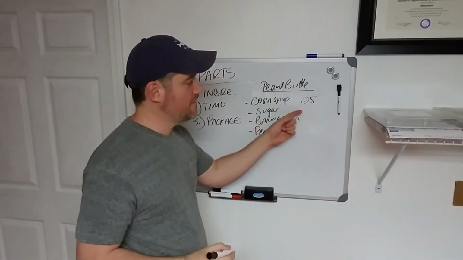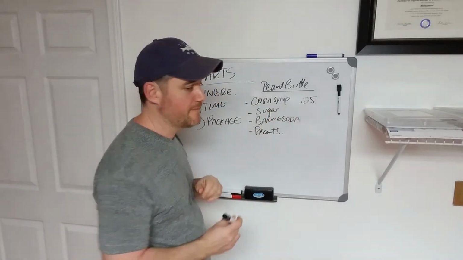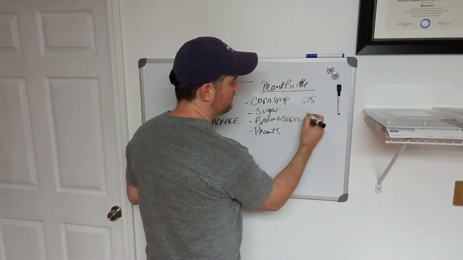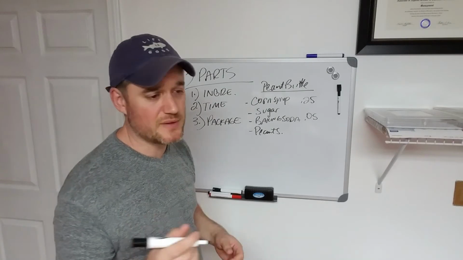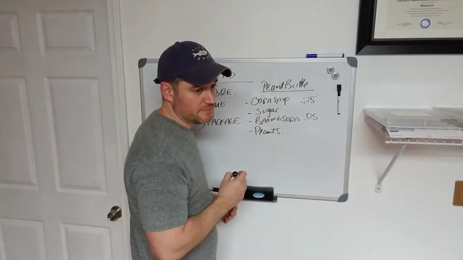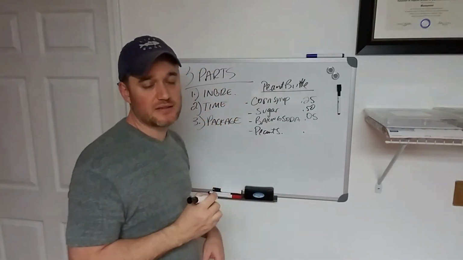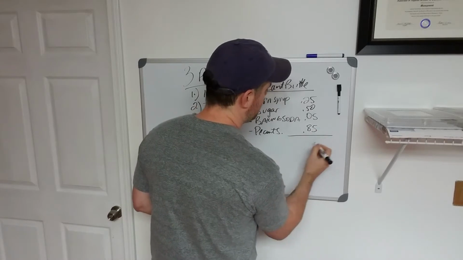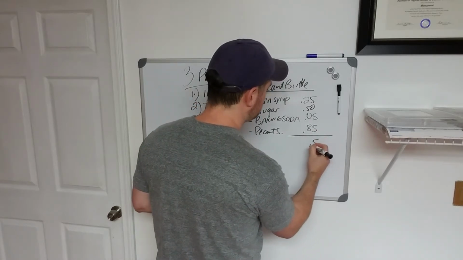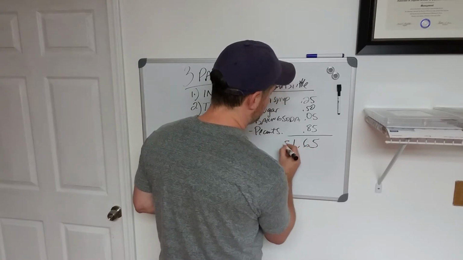Now, the recipe, based on the size of the recipe, the corn syrup cost me 25 cents. The baking soda, about 5 cents worth, it's a teaspoon or something like that. Sugar cost me 50 cents. And then the peanuts cost me 85 cents. So we have $1.65.